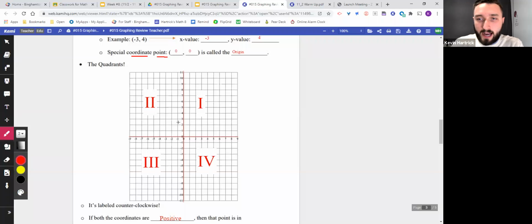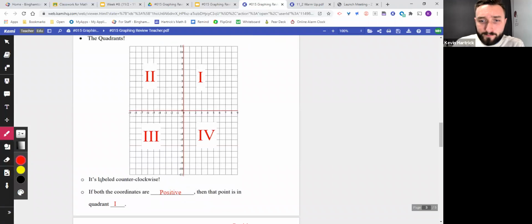The most common one, and the one that you guys used basically up until 6th grade, was just anything in the positive quadrant. So that's quadrant 1. That's all positives. So if you notice, all the x's on this right-hand side are positive. All the values on the y, all these ones up top, are positive. So any point in quadrant 1 is going to have a positive x value and a positive y value. We'll get more into that in the next video, but remember that it's labeled counterclockwise.